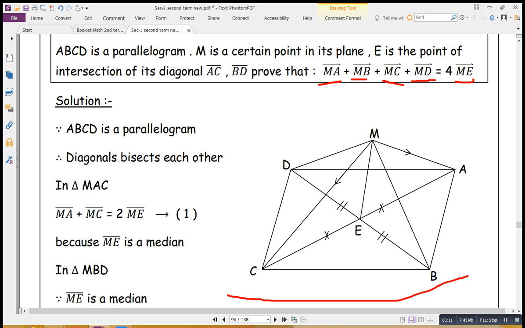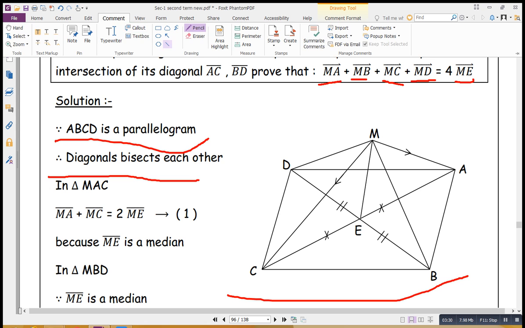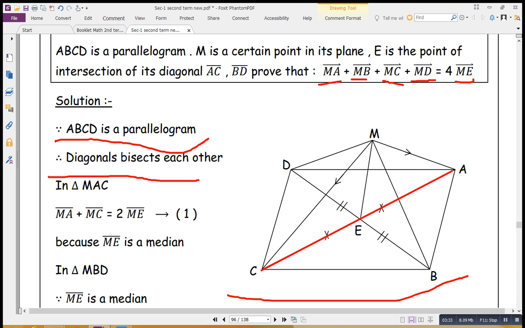E is the point of intersection of its diagonals AC and BD. Prove that. Since ABCD is a parallelogram, the diagonals bisect each other. So what are the diagonals in this figure? The diagonals are AC and BD. This is a property of the parallelogram. If we remember, the diagonals bisect each other. It means the diagonals AC and BD bisect each other, which means that AE equals EC and DE equals EB. This is the meaning of the diagonals bisecting each other. So this is the first point we have to know: in a parallelogram, the diagonals bisect each other.